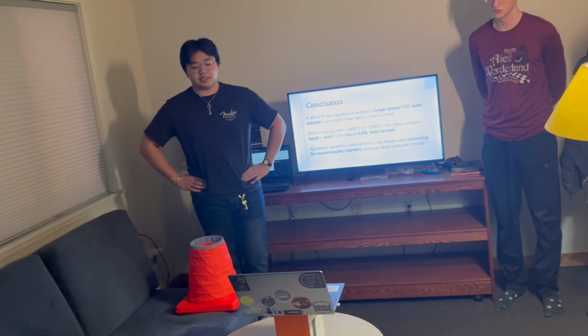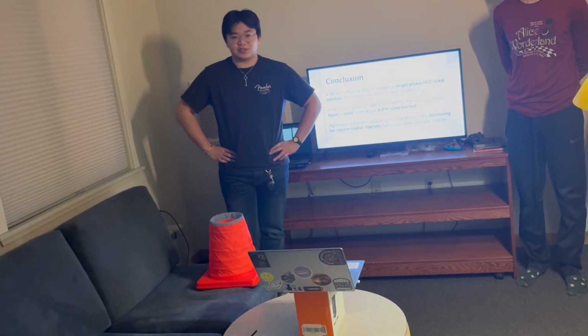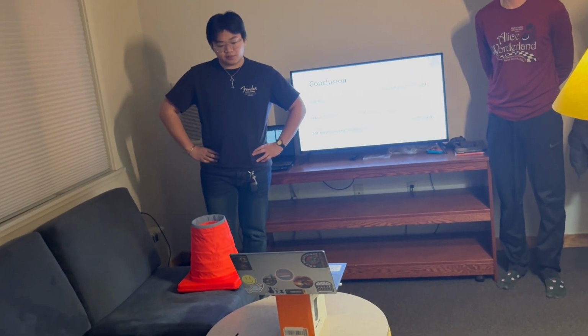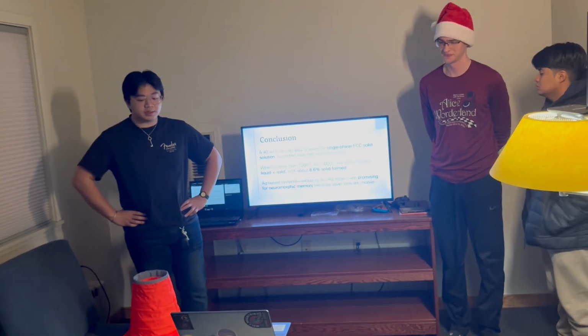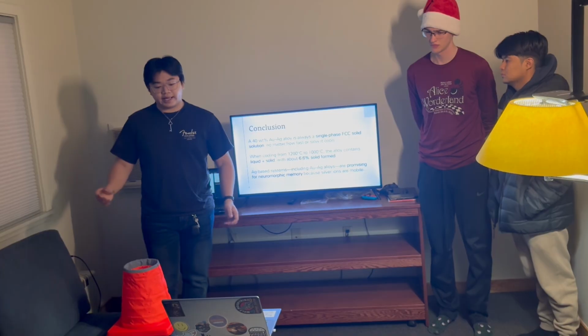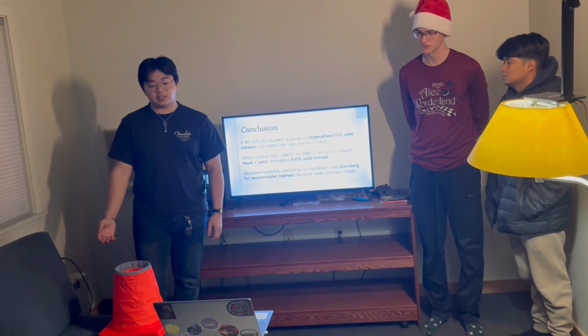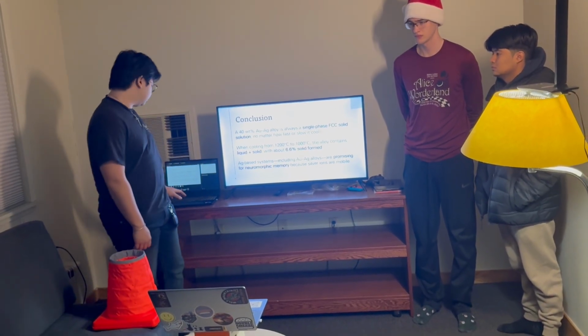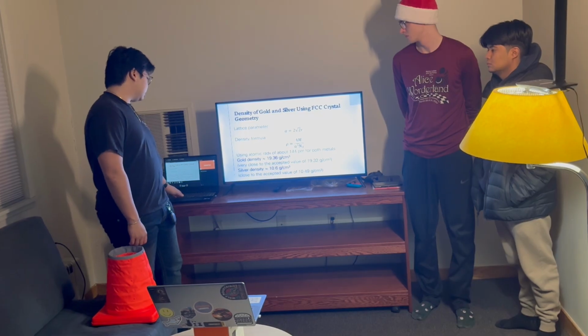Now the gold is distributed almost entirely in proportion to phase masses, and silver-based systems, including silver-gold alloys, are promising for neuromorphic memory because silver ions are mobile, and FCC density calculations confirm accepted densities for both silver and gold. And yeah, that's it.